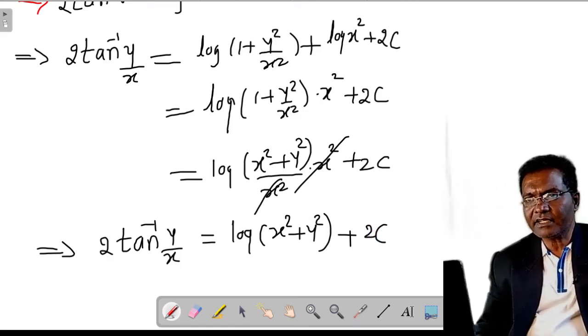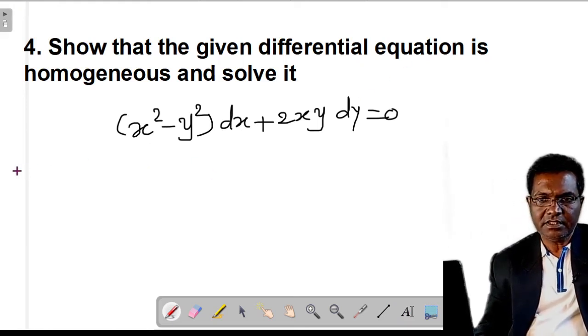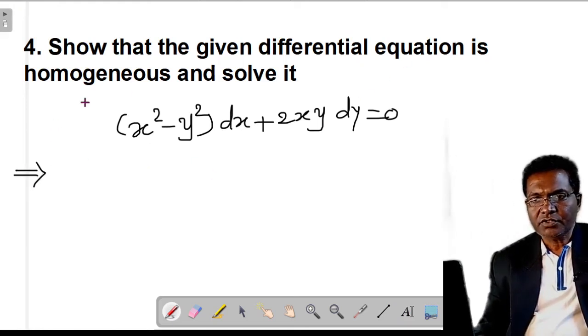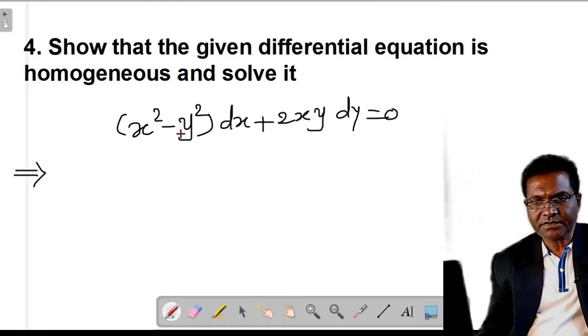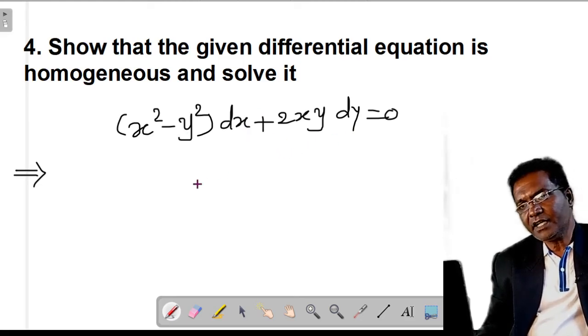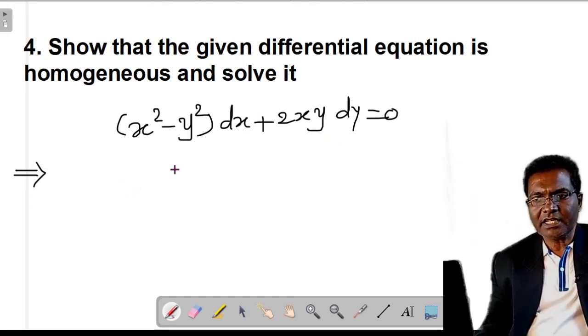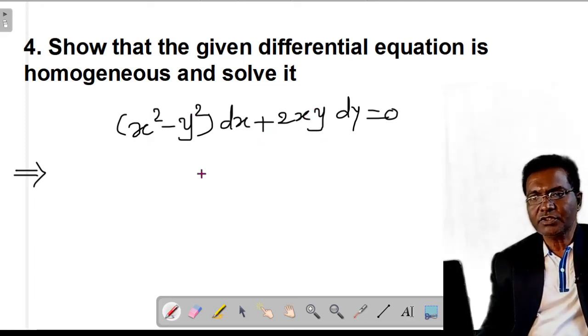Okay. Let's have another example. Show that the given differential equation is homogeneous and solve it. X square minus y square dx plus 2xy dy equal to 0. So clearly look at the degree of each term is 2. 2, 2 and 1 plus 1, 2.